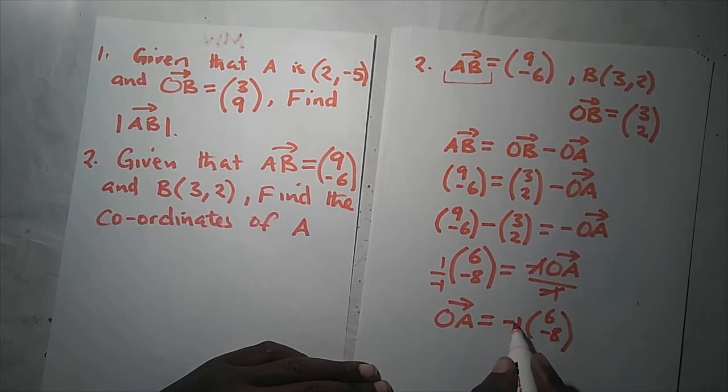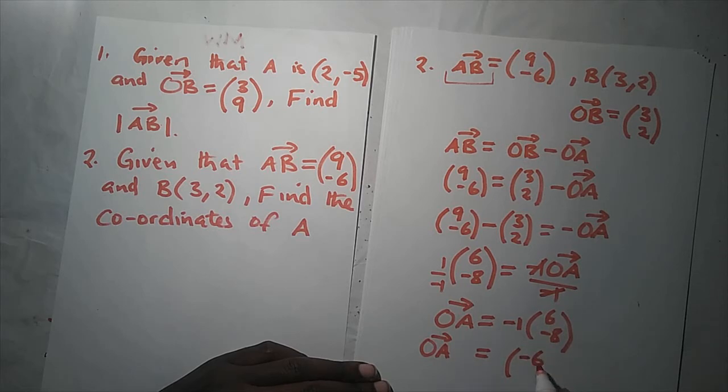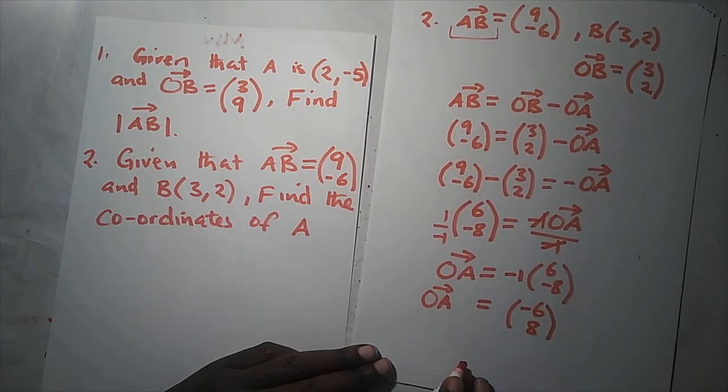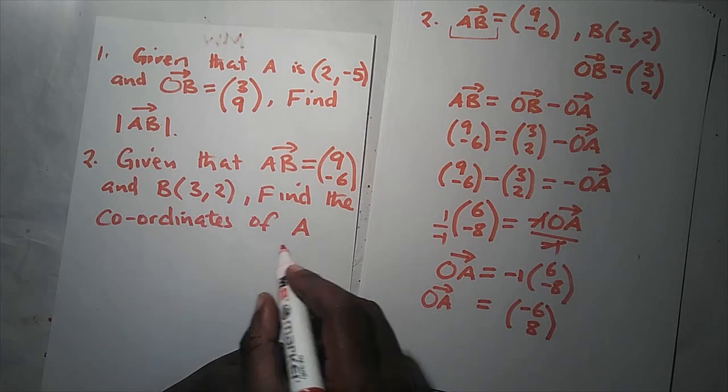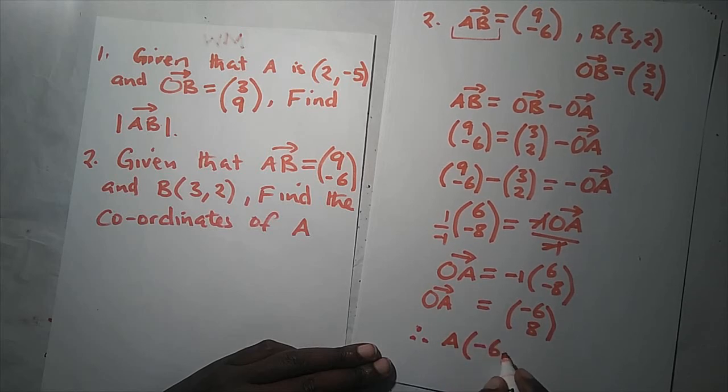And then you can multiply this negative into all these numbers that are in the brackets here. And so you are going to have OA is equal to negative 1 times 6 is negative 6. Negative 1 times negative 8 is positive 8. And so since the question says find the coordinates of A, you are writing the coordinate of A. So you've already found the position vector for A. So therefore, as a coordinate, you are going to have A is negative 6, 8.